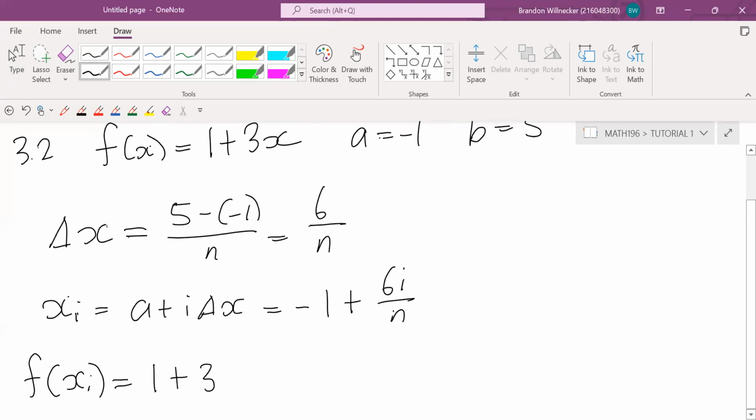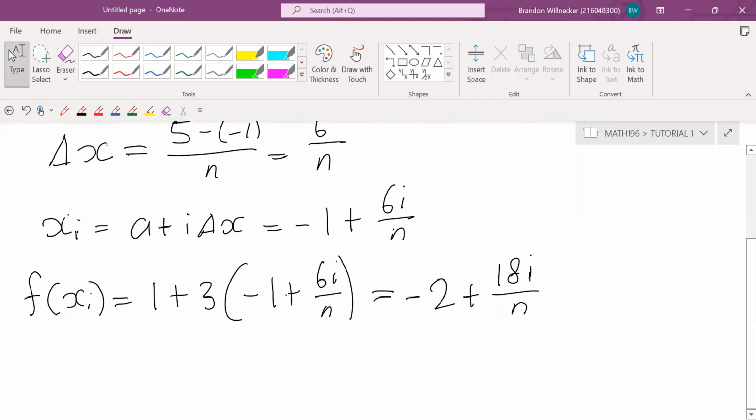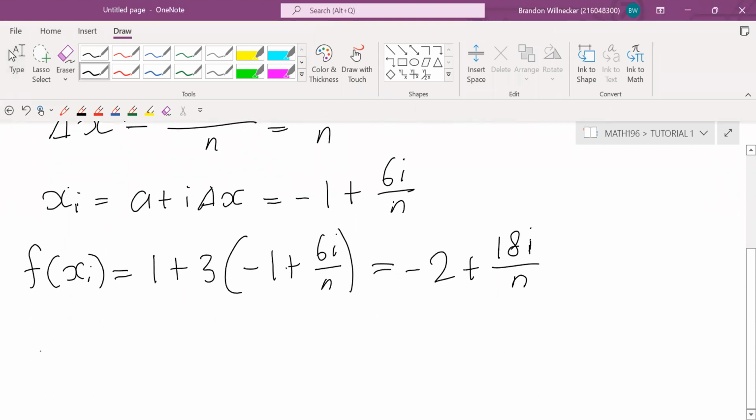So that's going to be 1 plus 3 times minus 1 plus 6i over n. Okay, and we can simplify that because we're going to get 1 minus 3. So that's going to be minus 2. And then 3 times 6i over n, that's going to be 18i over n. Cool, so with all of that done, we can then substitute this into the formula.